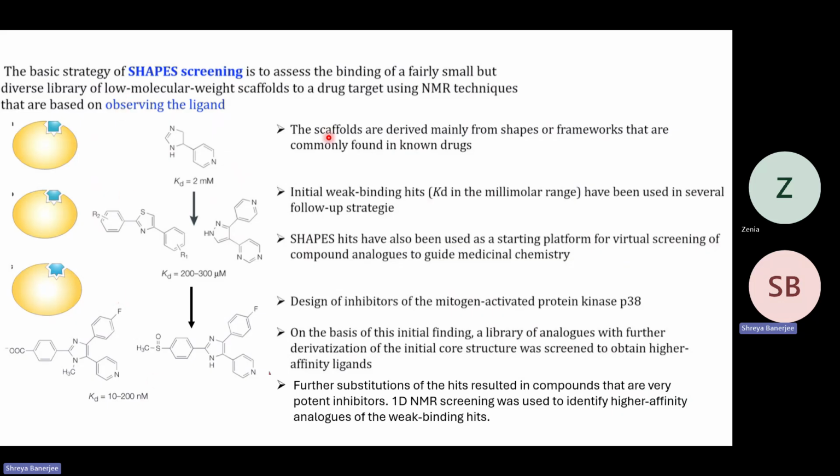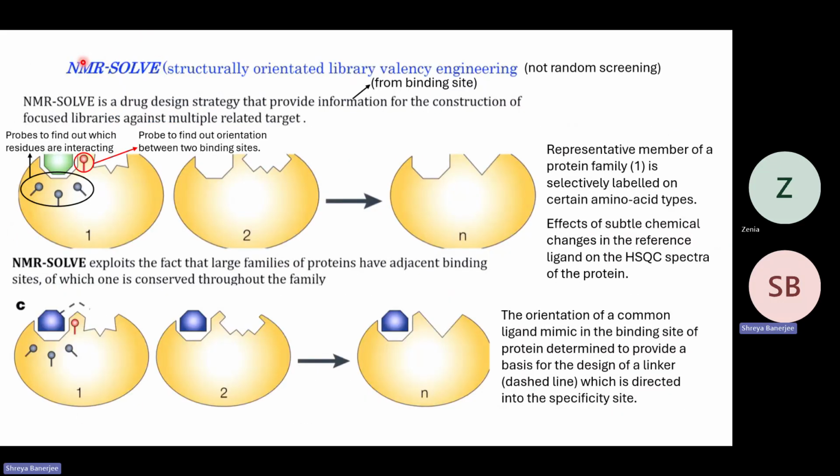This entire strategy, where a small but diverse library, so the libraries created are small but pretty diverse to account for all shapes, are screened against a drug target using NMR techniques, and this process is repeated. This is called shape screening. Another technique is NMR SOLVE, where SOLVE stands for structurally oriented library valency engineering. This is a drug design strategy that provides information for the construction of focused libraries against multiple related targets.